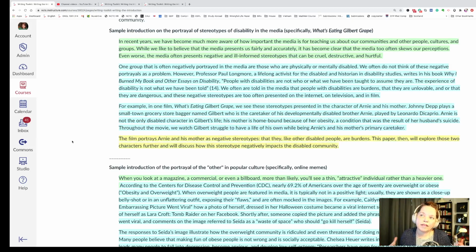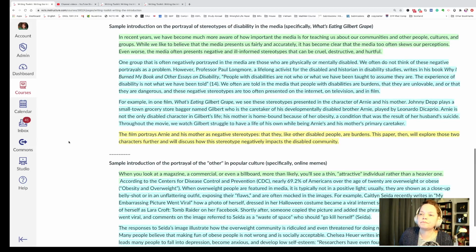Now, this student might have combined the blue together to make one paragraph. She might have combined the blue and the yellow to make a paragraph. But when I was reading it, it seemed to make sense the way that she broke it up this way. So I just left it.